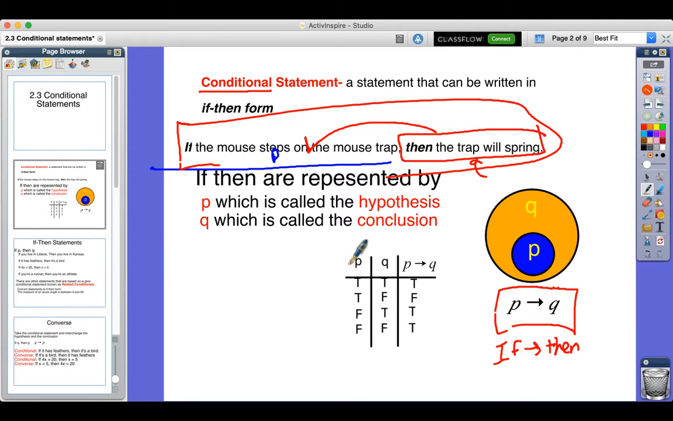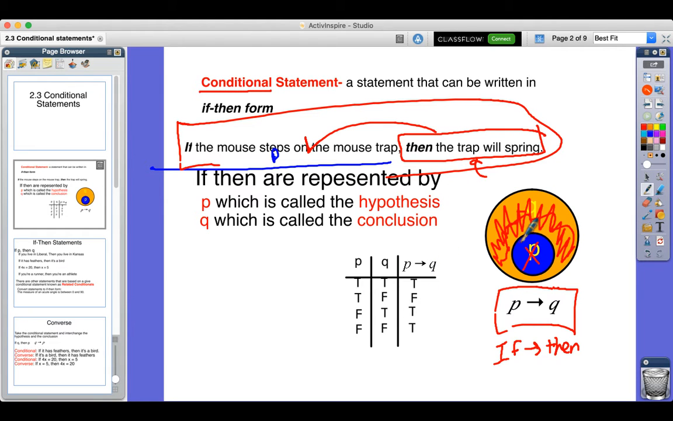Now, let's take the same statement. Let's say the mouse sits on the trap, but the trap did not spring. So the statement as a whole is false. But let's flip it. Let's say the mouse did not step on the trap, but our trap still went off. The statement is still true in a sense, because this is the reaction we wanted. We wanted this reaction to happen. Because this still happened, even though this didn't happen, the whole statement is still true in general.